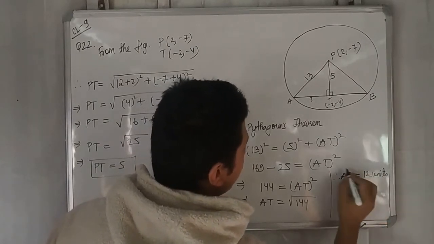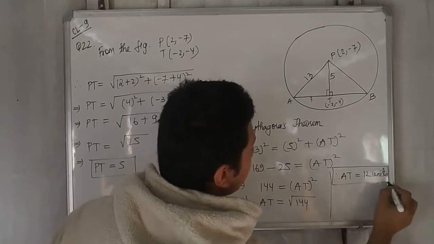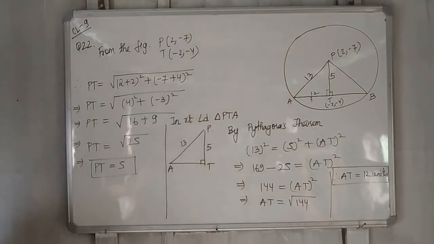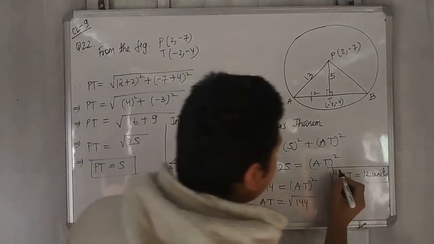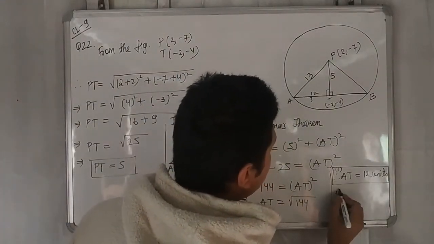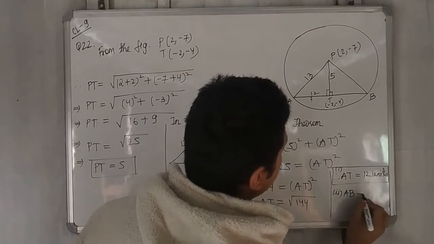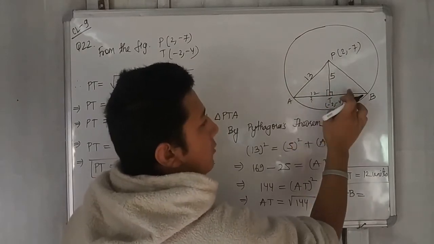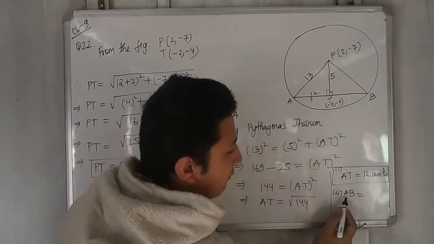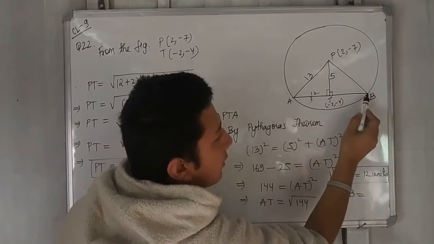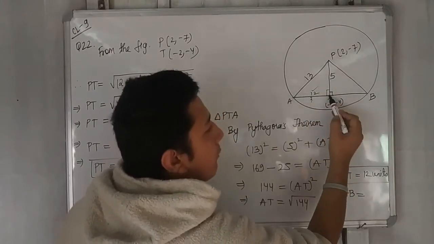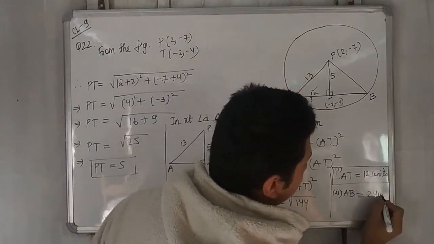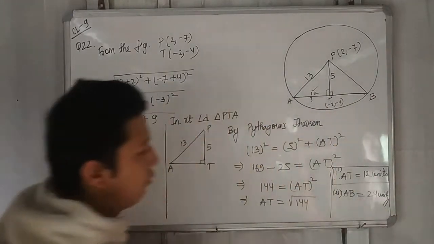So what is the value for AT, boys? AT will be 12 units. So this is your 12 units now. This is number 1 and number 2 we need to find AB also. So AB, if from here to here it is 12, then from here to here also it is 12. So 12 plus 12 will be 24 units. Okay, I hope you're clear with this.